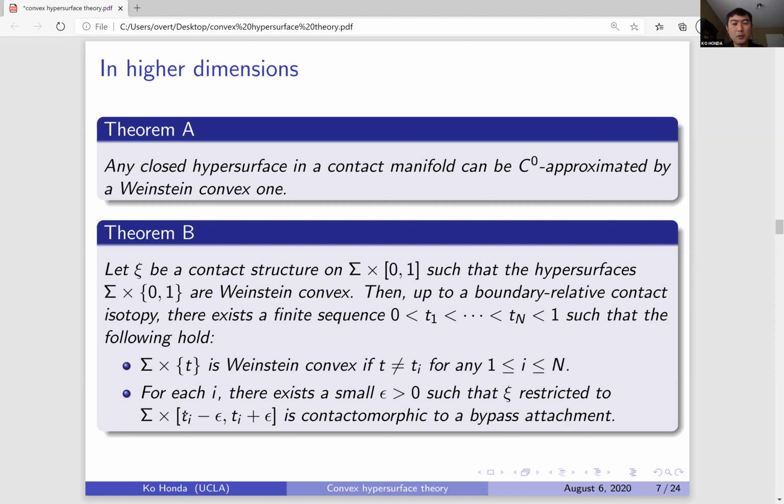There's some sort of higher dimensional analog of a bypass attachment as well. So anyways, it more or less gives you a reasonably complete description of the kinds of things you want to do. Theorem A tells you that given some random hypersurface, after wiggling a bit, you can arrange it so you can cut in a nice way and analyze the pieces. So having a contact manifold with this convex boundary is one step towards understanding pieces of contact structures.